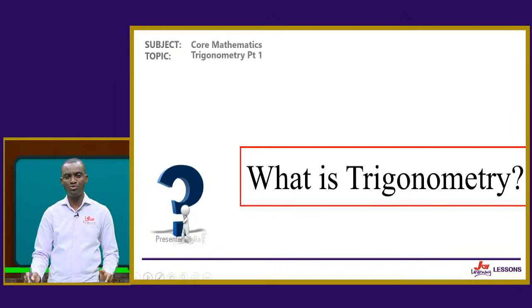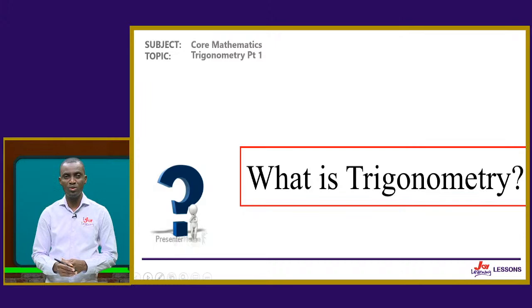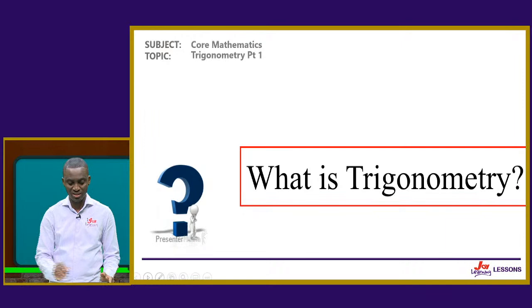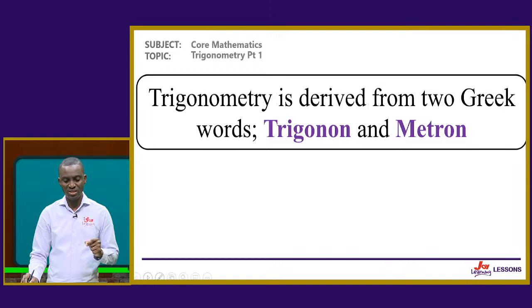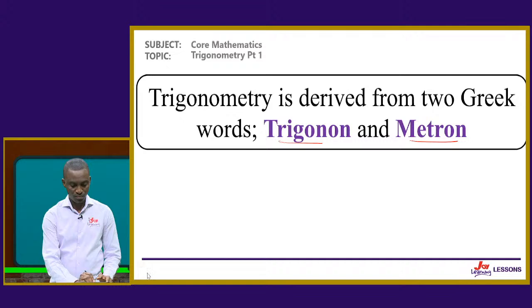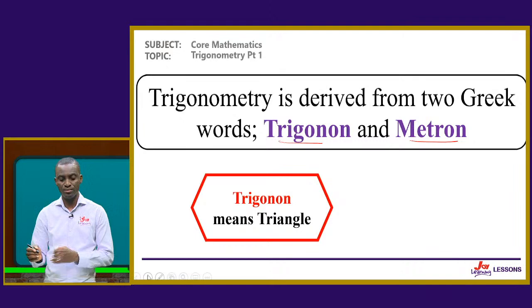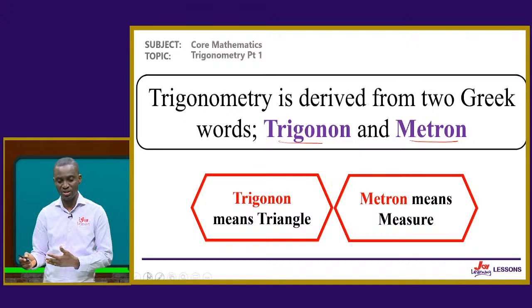What is trigonometry? A very big question. Some of this topic seems to be quite strange. If not for secondary school, we didn't even hear it in primary or JHS. And we want to know what trigonometry simply means. From the onset, trigonometry is derived from two Greek words, trigonon and metron. Trigonon simply means triangle: tri, three, so triangle. And metron means measure.